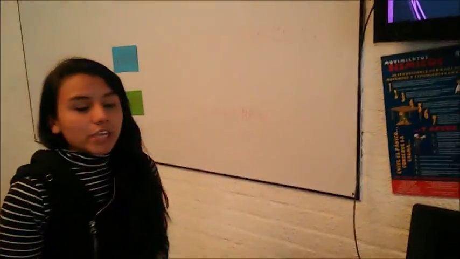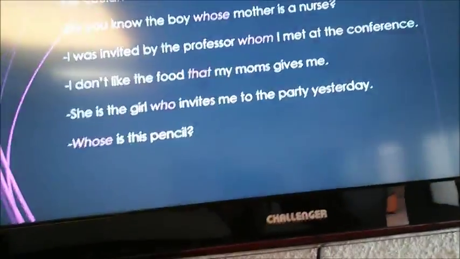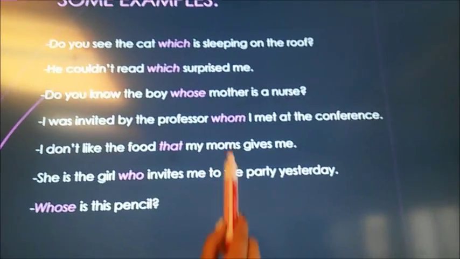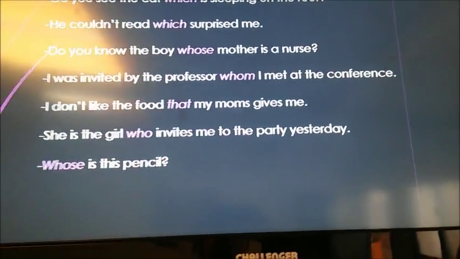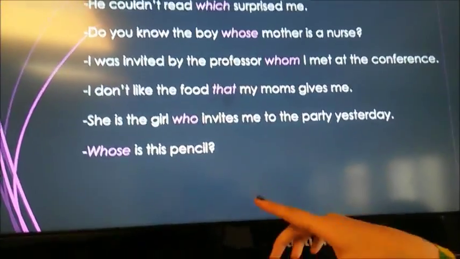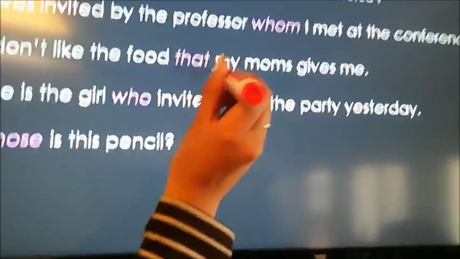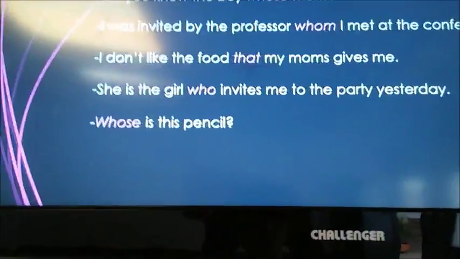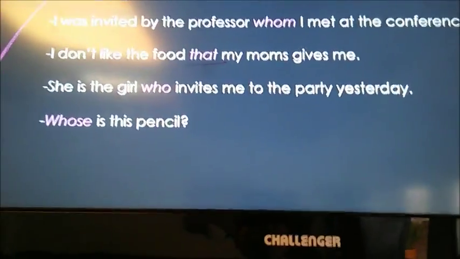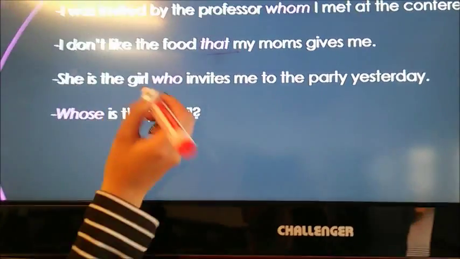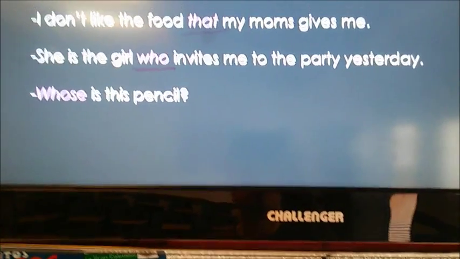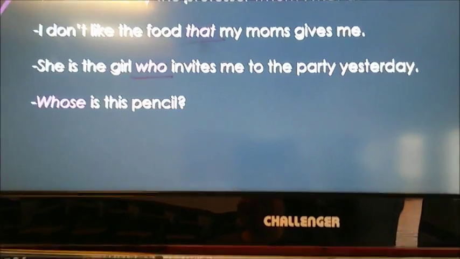Okay, next we have the relative clause whom. So this is the example: I was invited by the professor whom I met at the conference. This relative clause is putting emphasis on the person, that in this case is the professor. Okay, and the next example is, I don't like the food that my mom gives me. The relative clause here is that, which refers to the food. Okay, next we have the example with the clause who. She is the girl who invited me to the party yesterday. The clause is who, which is referring to the specific girl that invited me to the party.